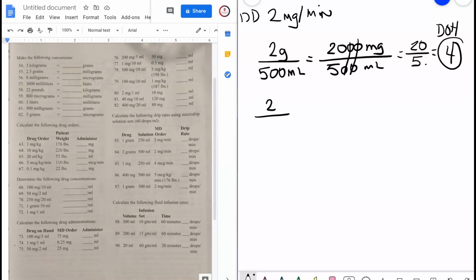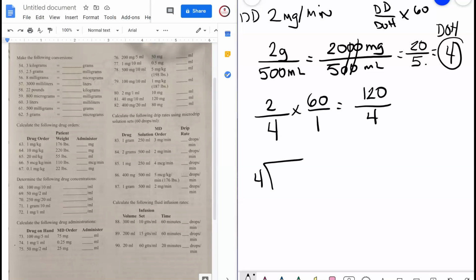2, right? Desired dose over dose on hand times 60 is your drop set. 2 over 4 times 60 over 1 equals 120 over 4, your long division breakout. 4 goes into 12 3 times. 4 goes into 0 0 times. You're going to give your patient 30 drops a minute.